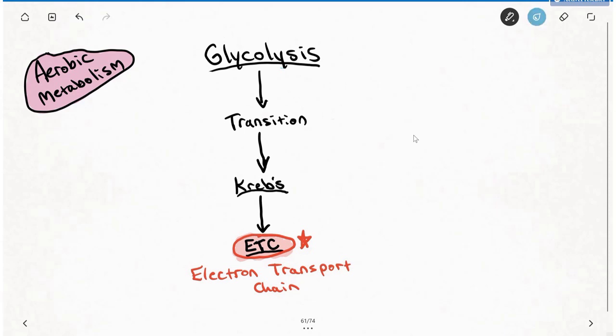glycolysis, we end up netting a result of 2 NADHs and 2 ATPs. For the transition stage, we have a net result of 2 NADHs. And from the Krebs cycle, we have a net result of 6 NADHs, 2 FADH2s, and 2 ATP.